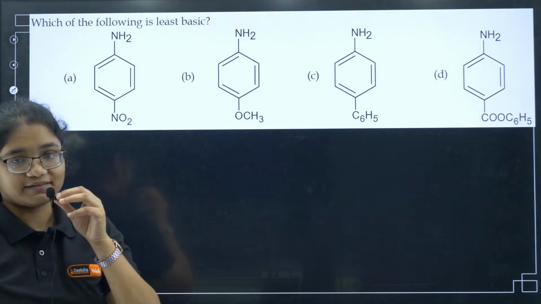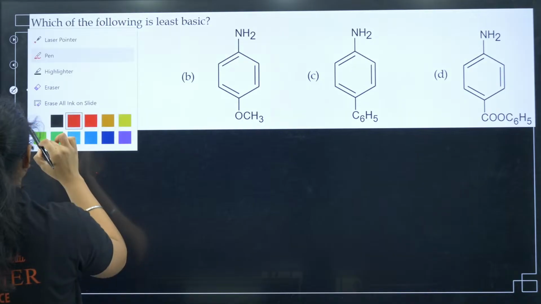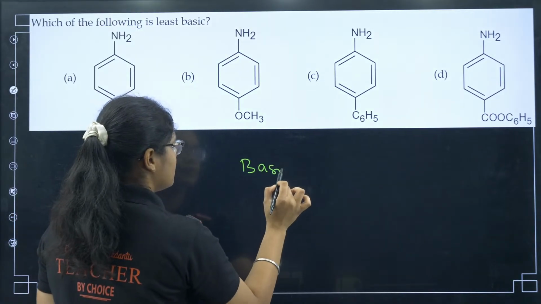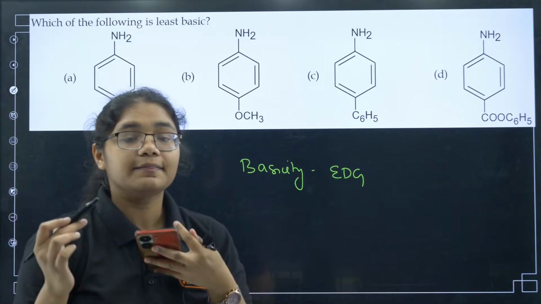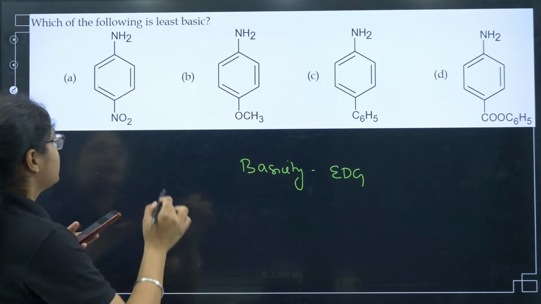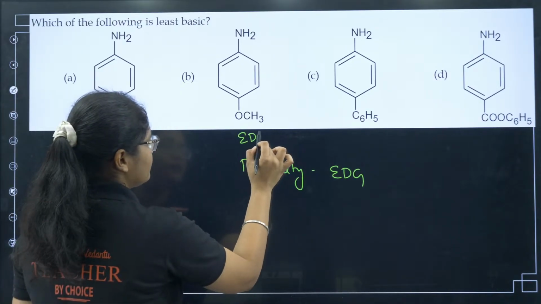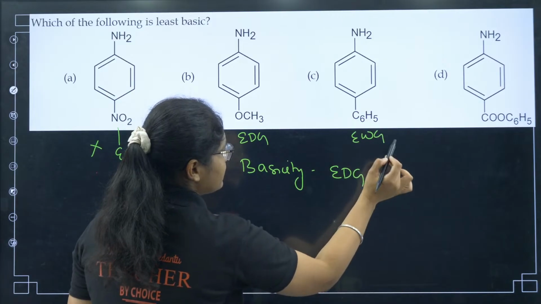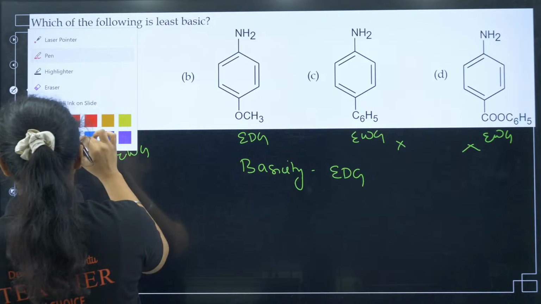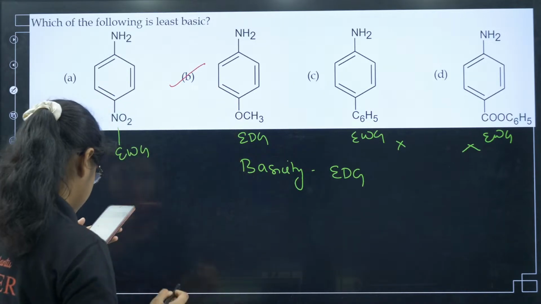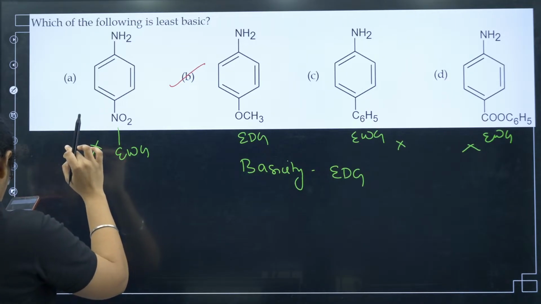Next, which is least basic? Now least, so whenever I want to find the basic order, for basicity we need electron donating group. If electron donating groups are present, then basicity will be higher, right? So here you see this is an electron withdrawing group, so it will be least basic. Here this is an electron donating group, this is also electron withdrawing group, this is also electron withdrawing group. Electron donating group is there, so option number B here. Yes, all of you are correct. Kanish, Pavitra, please check your answer. It will be B.